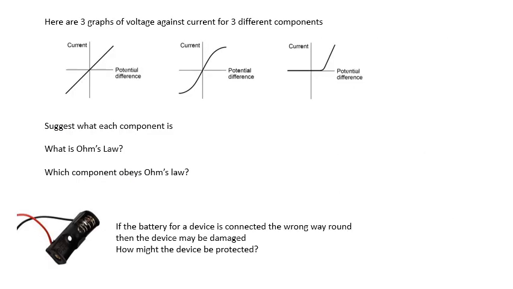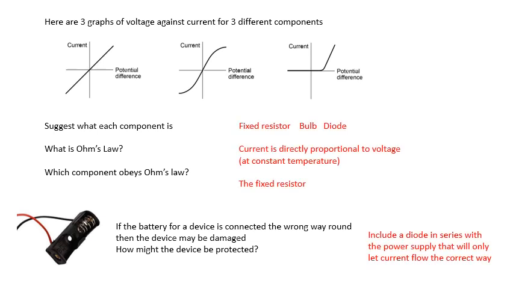Here are some questions for you to have a go at. Again, I suggest you pause the video. I'll show you the answers in 3, 2, 1. So suggest what each component is. The first one is a fixed resistor. The second one is a bulb. And the third one is a diode.